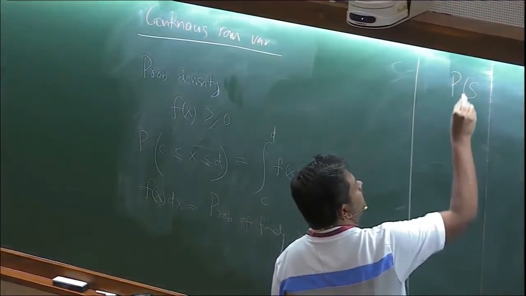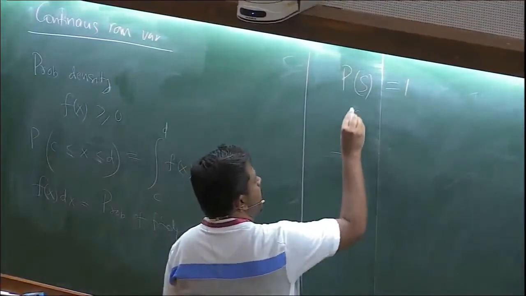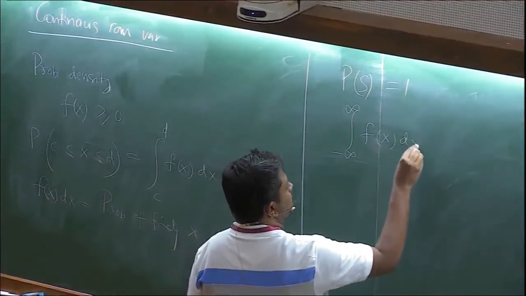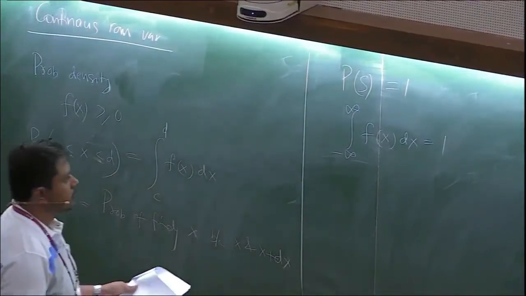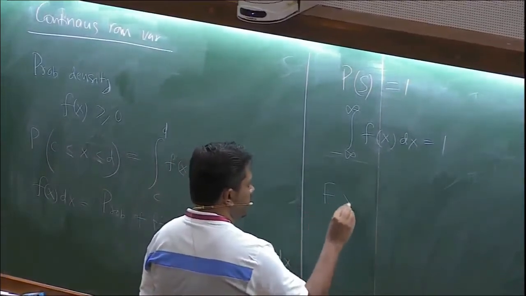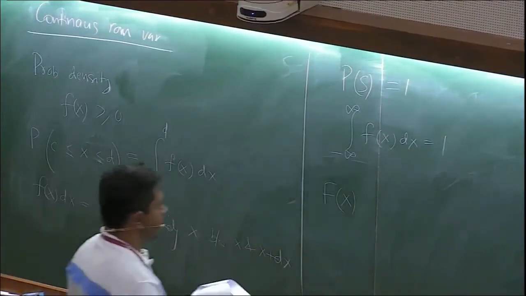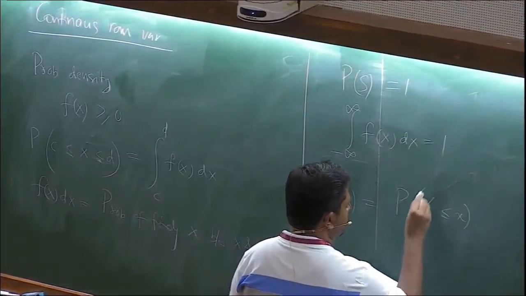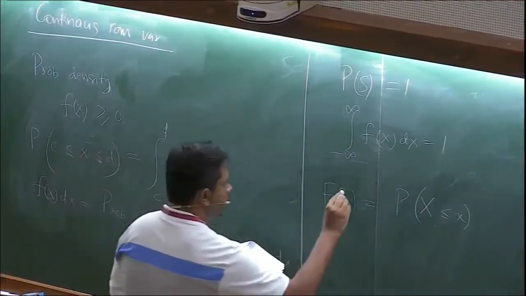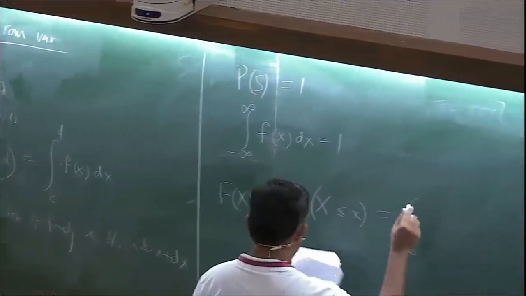The statement that the probability of the entire sample space equals 1 will translate to the normalization of the probability density. Something you should be familiar with if you've done some quantum mechanics. Just like in the discrete case, you can define the continuous cumulative probability density, which is the probability that you will find capital X less than or equal to small x.